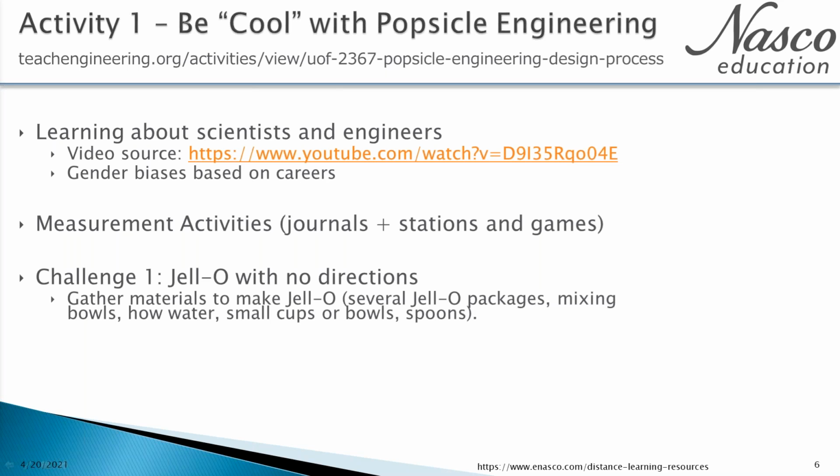And then the next step from there is to talk about measurement using a variety of stations. Of course, you want to first model and teach students how to document in their journals. They're going to be using journals throughout these measurement activities. So station one could be set up with rice, measuring cups, and spoons. Students can predict and practice with measurement conversions and experiment filling up various cups of rice.